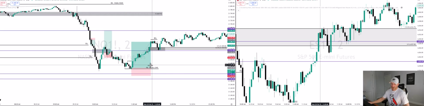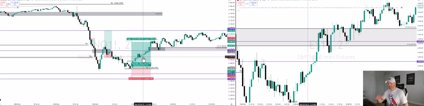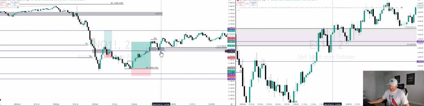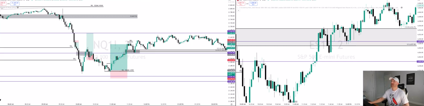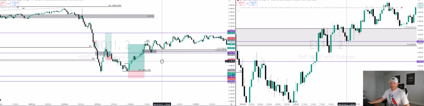This was a monster trade. I wish I had size on for this. Monster trade. But either way, review these models. You guys know what's up. I'm gonna call it a day. So basically, again, review these models.